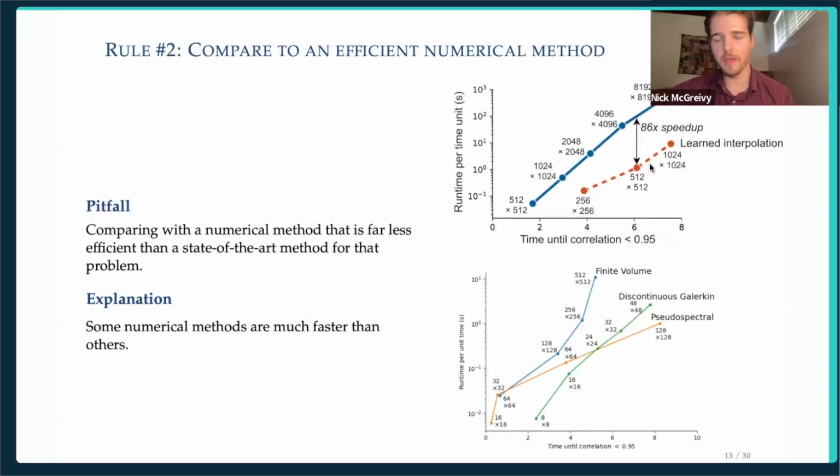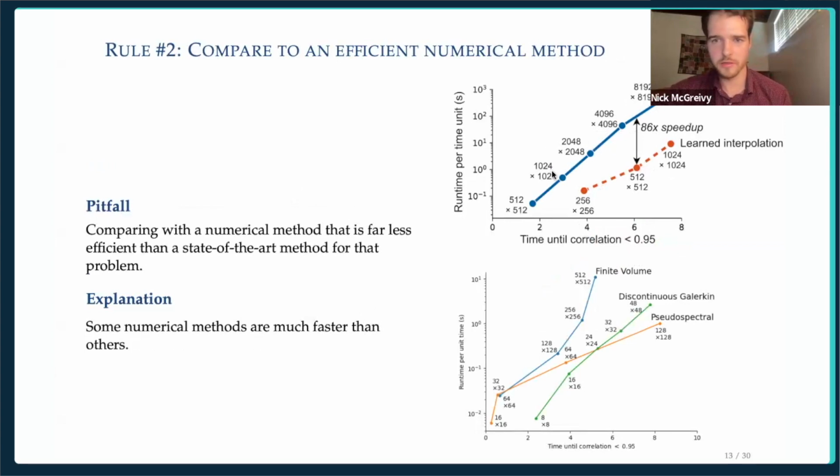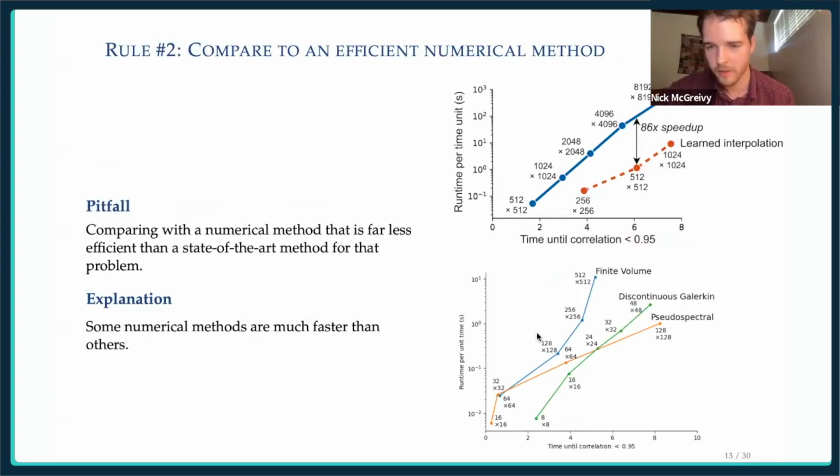Rule number two is a little simpler. It's basically just saying that some numerical methods are going to be faster than others. We replicated this figure on CPU. So it's not like a one-to-one comparison, at least in this figure. We also replicate on GPU. I don't have that plot.